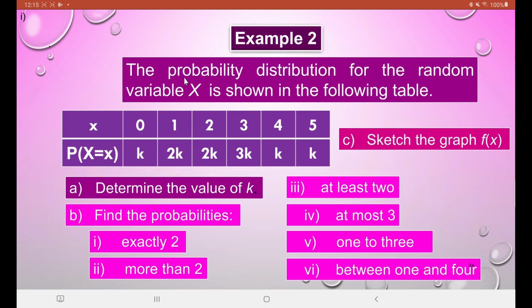Example 2. The probability distribution for the random variable x is shown in the following table. A. Determine the value of k. B. Find the probabilities. B1 exactly 2, B2 more than 2, B3 at least 2, B4 at most 3, B5 1 to 3, B6 between 1 and 4. C. Sketch the graph f(x).